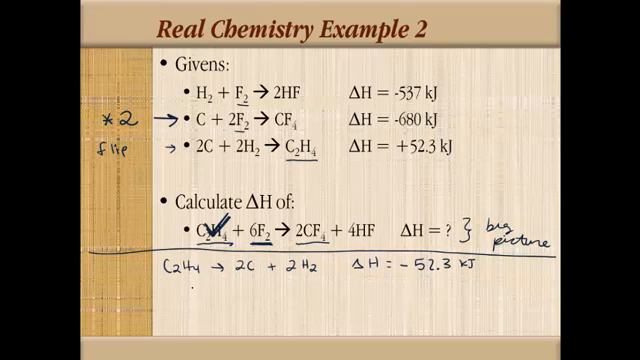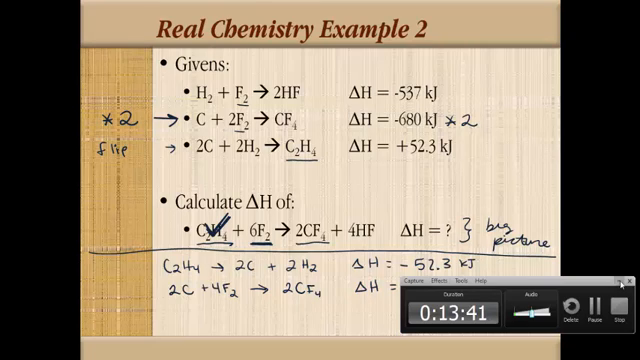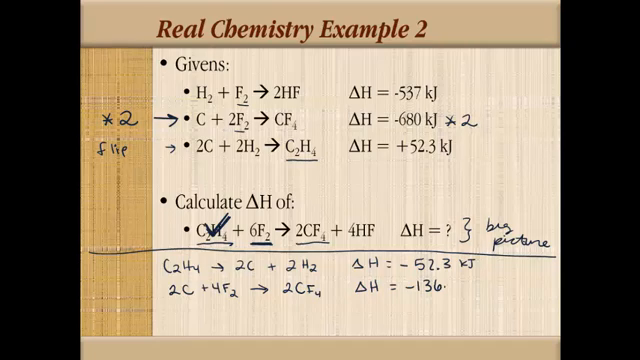So that's how I'm going to rewrite it down here. So it becomes 2 carbons plus 4 fluorines becoming 2 carbon tetrafluorides. And so remember, whatever you do to the reaction, you do the same thing to the delta H. So we're going to take this negative 680 times 2. So let's see. Negative 680 times 2. Negative 1360 kilojoules. Okay? So the CF4 is now taken care of.